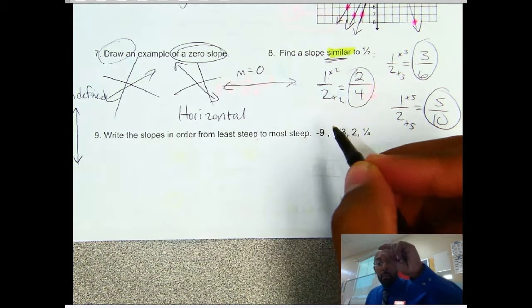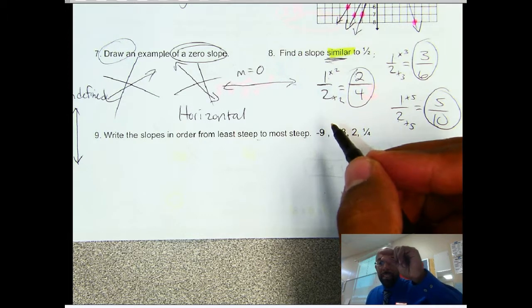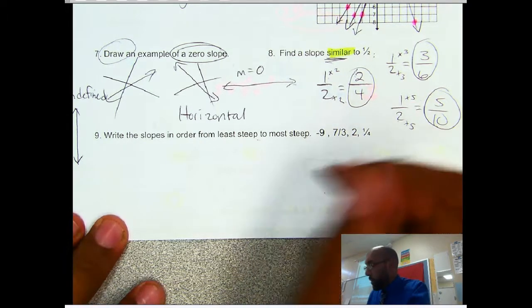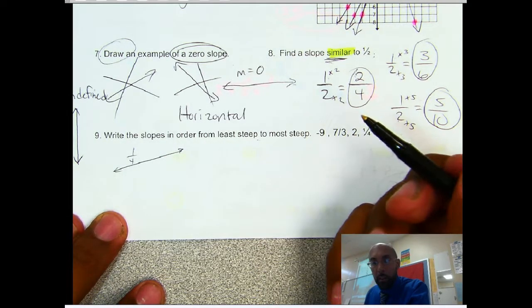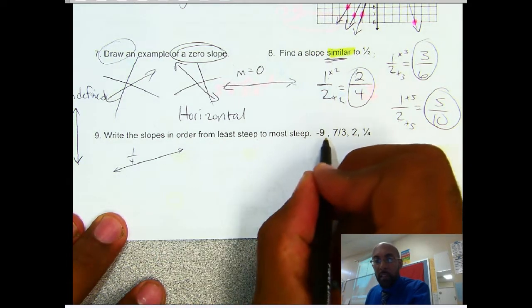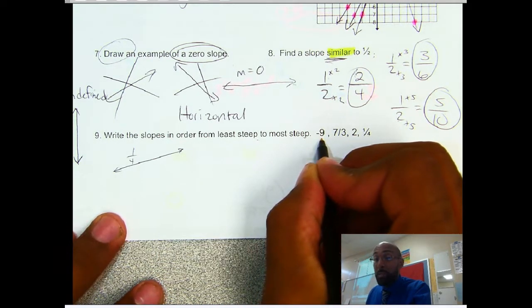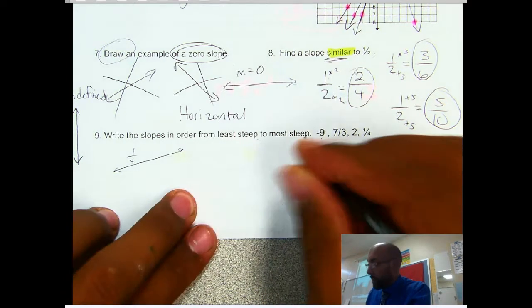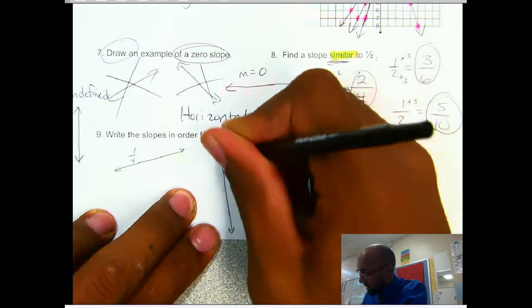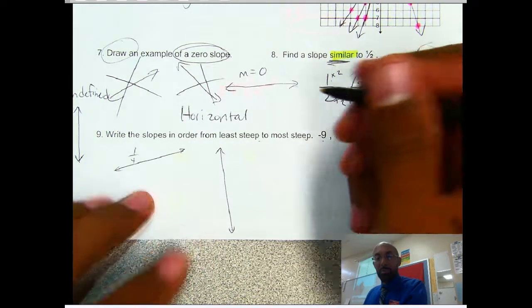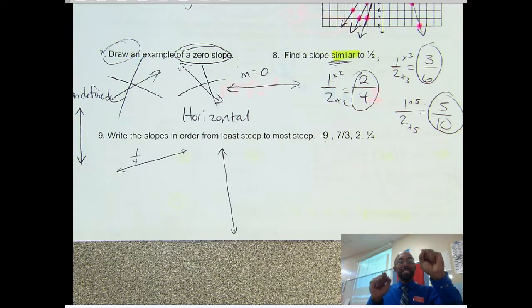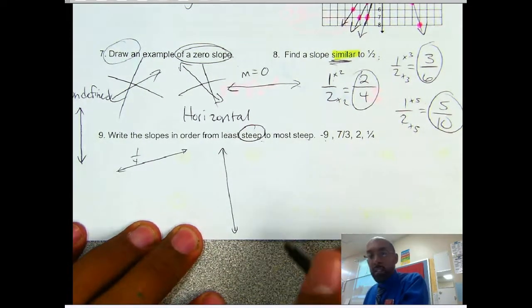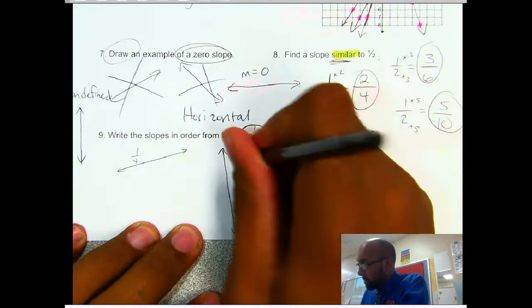Now write the slopes in order from least steep to most steep. The bigger the number gets, the more steep it is. So 1 over 4 kind of looks like this. That's up 1, right 4. Then let's say it's minus 9. It's negative, but that doesn't mean less steep. This is going down like this, and that's really steep. You have to think, it's really hard to climb. If it's really hard to climb up the mountain, that's steep. That's most steep. So this would be minus 9.